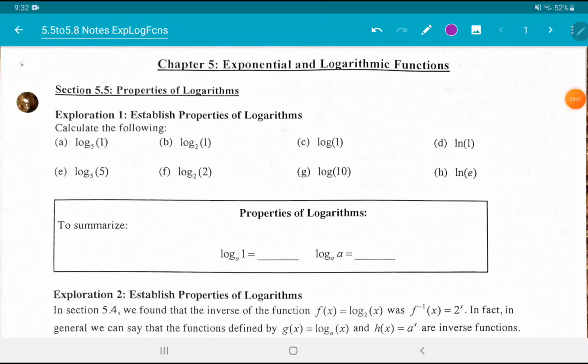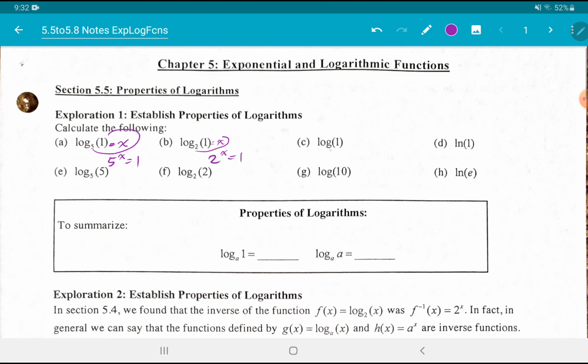In this video, we're going to examine how the properties of logs come about. If you recall, logs are really just exponentials written in different forms. So for our first exploration here, notice how we have a lot of different bases of logs, but they all have log 1 basically. So if we rewrite these as exponentials, remember that we can write them as 5 to the x equals 1. In this case, we would have 2 to the x equals 1.